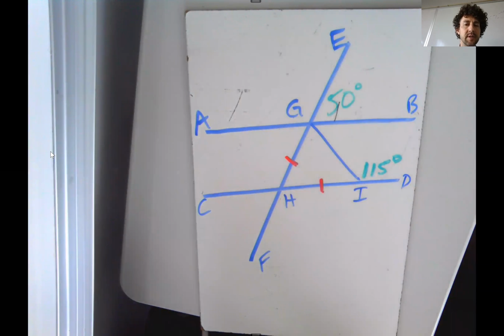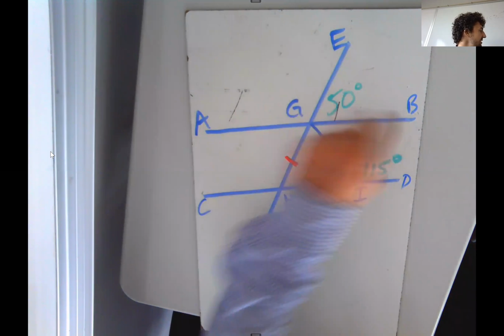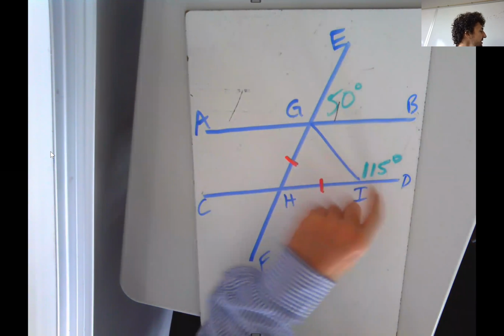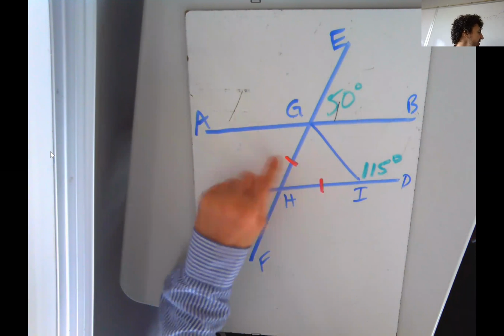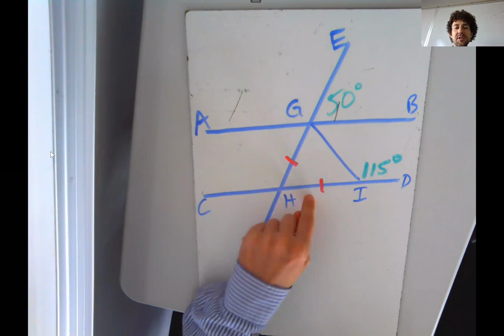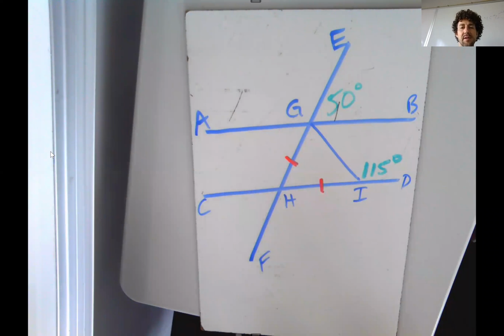This is a tricky question. Make sure that you understand how to set up the diagram this way, mark this way, by looking back at the question. Angle EGB is 50 degrees, angle DIG is 115 degrees, and they tell us that segment GH is congruent to segment IH. You need to be able to set this up in order to do the problem.